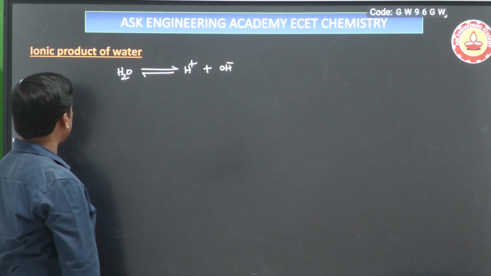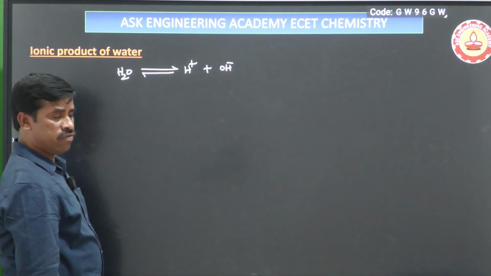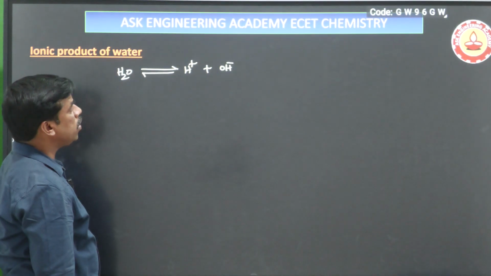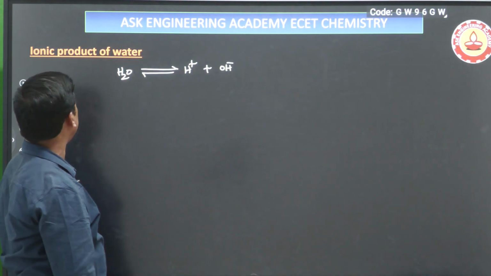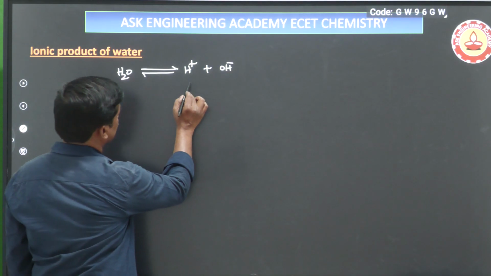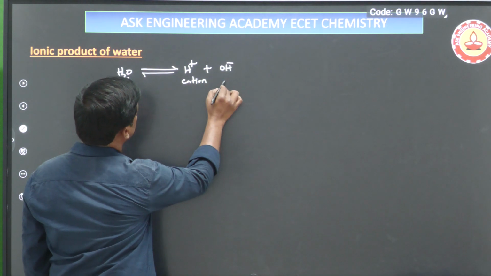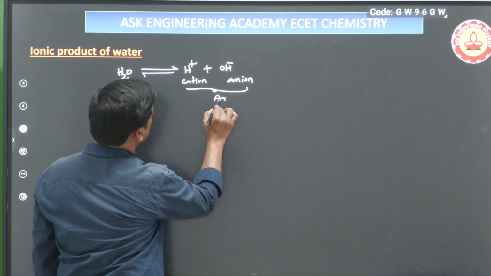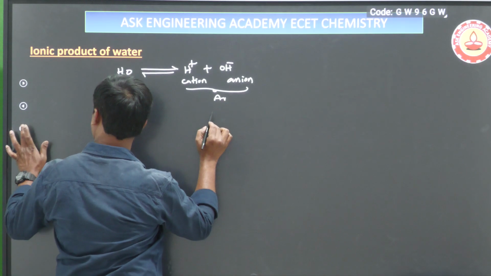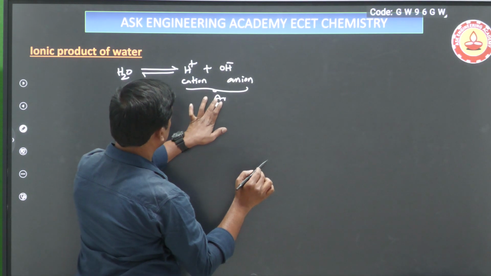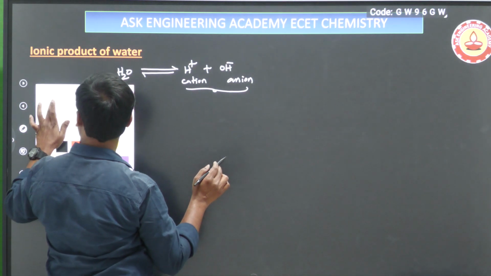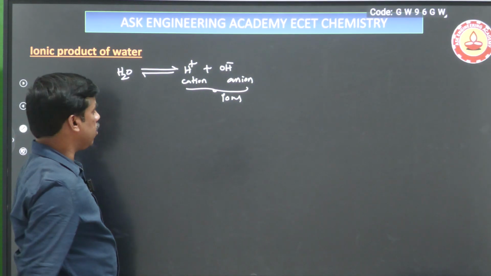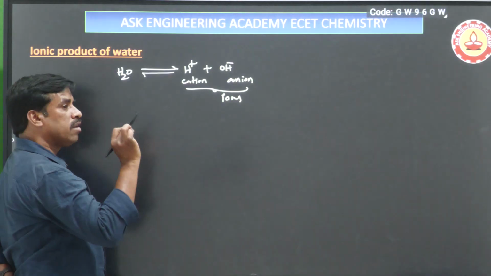Here, what is the ionic product of water? Definition: the product of H plus and OH minus ion concentration is said to be the ionic product of water. These are ions. This is the cation, this is the anion, combinedly called ions. Positive cation, negative anion.